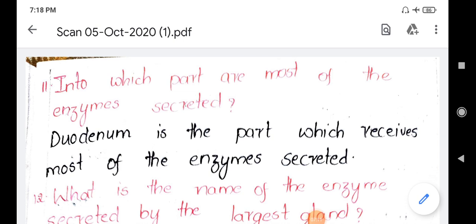Into which part are most of the enzymes secreted? So into the duodenum. The duodenum acts as a connection between the stomach and the small intestine. Most of the enzymes are secreted into the duodenum, and the duodenum is connected to the small intestine. The small intestine receives all types of secretions, and finally it changes the acidic food into alkaline food. So duodenum is the answer for this question.